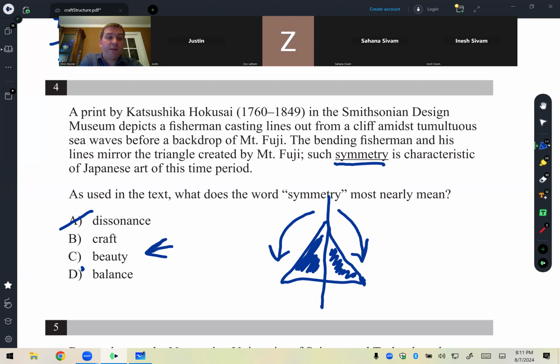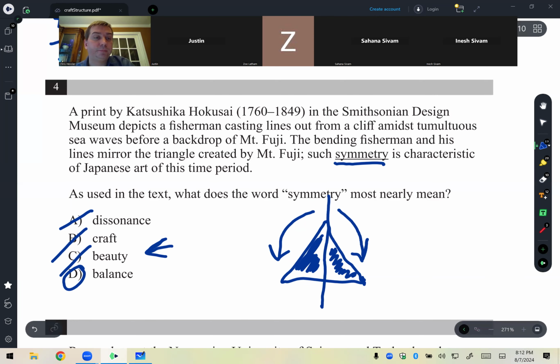So I'm going to read balance back in the sentence. The bending fisherman and his lines mirror the triangle created by Mount Fuji. Such symmetry is characteristic of Japanese art of this time period. Such balance is characteristic of Japanese art of this time period. So that word is synonymous here.